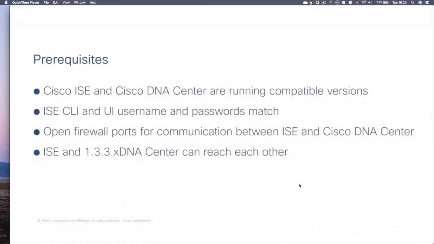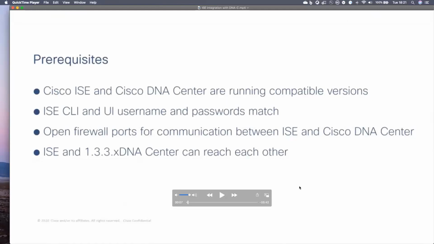What I want to tell you here is you should always check the compatibility matrix. Online, we have our website that shows that, and we should be running the recommended version with the recommended patch level. ISE CLI and GUI should have the same username and password, so they should match. We need to have the open firewall ports for communication between ISE and DNA Center, and we need to be able to reach DNA Center from ISE and ISE from DNA Center. So we need to have these basic prerequisites in place, and then we are set to integrate.